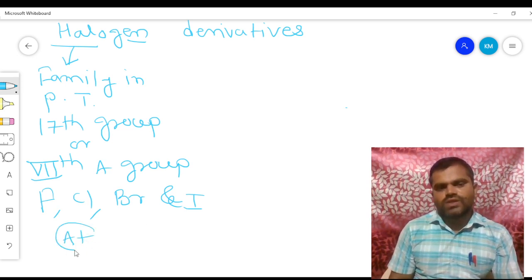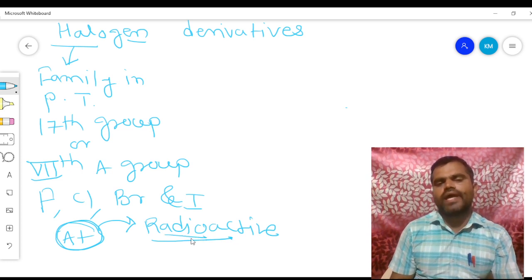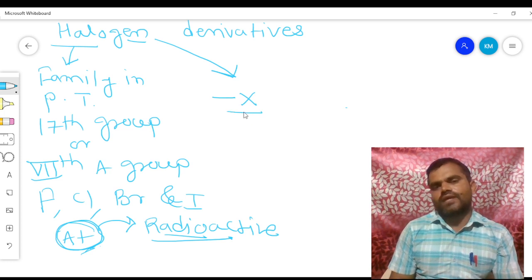Similarly, astatine is also one of the members in this family, but the nature of astatine is radioactive. What is the nature? Radioactive. That's why it is omitted from this family. The halogen family is represented in this way, bond X. What is the representation of the halogen family? Bond X, and X represents the elements such as chlorine, fluorine, bromine, and finally iodine.